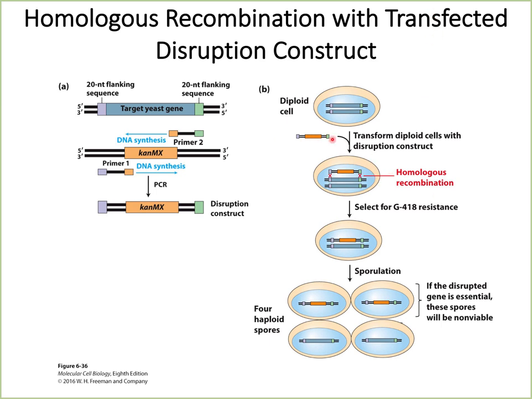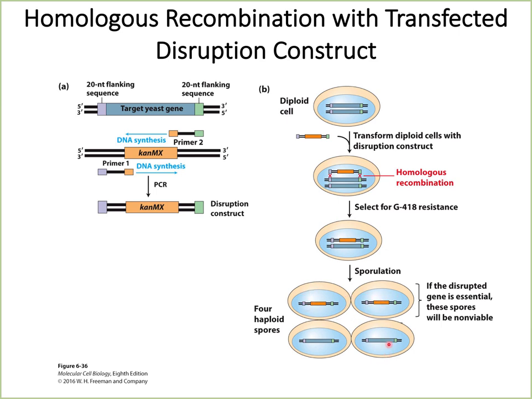So now this disruption construct is inside that yeast cell. As you can see, the yeast target gene has these flanking sequences, and the kanamycin gene also has the same sequences in the flanking region. So this may undergo homologous recombination, and we are going to plate the cells with G418. Kanamycin, as I said, gives resistance to G418 geneticin. Now the sporulation will happen, and from this diploid yeast cell, you should get 4 haploid spores.